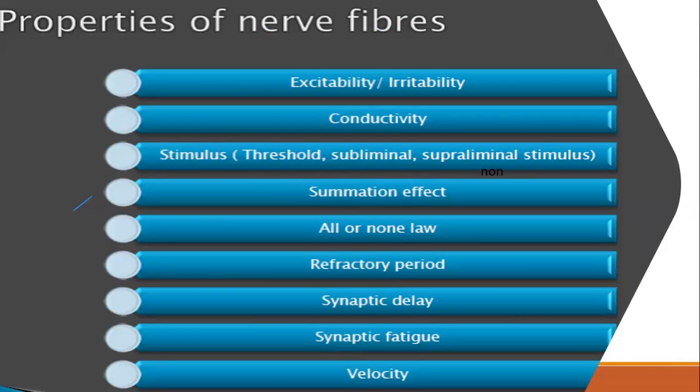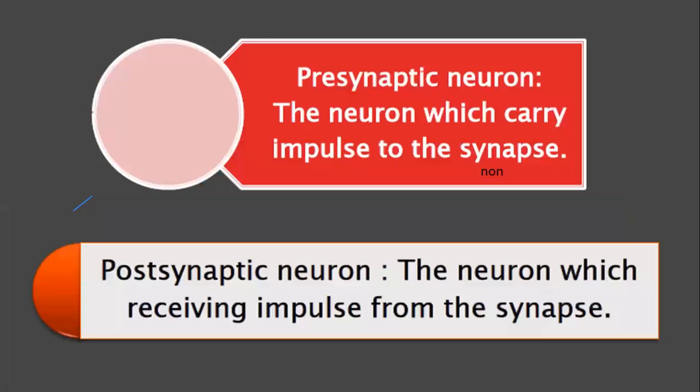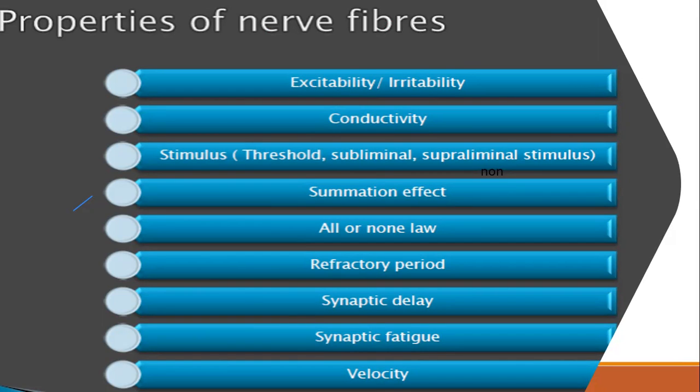Now, what are the properties of nerve fibers? Explanation for properties is not there in detail in your syllabus. You just have to know or enlist the properties: excitability, conductivity, stimulus, summation effect, all or none law, refractory period, synaptic delay, synaptic fatigue, and velocity. So these are the different properties of nerve fibers. If the question comes to enlist the properties, you only have to write down the names of these properties. Okay, so that's all for today. We'll stop here.